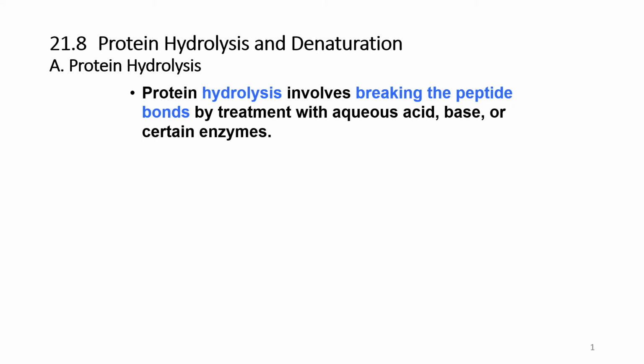Okay, now we're going to talk about peptide hydrolysis and denaturation. Hydrolysis is the process in which we are breaking the peptide bonds in a protein by treatment with either aqueous acid or base, or as our bodies utilize certain enzymes.